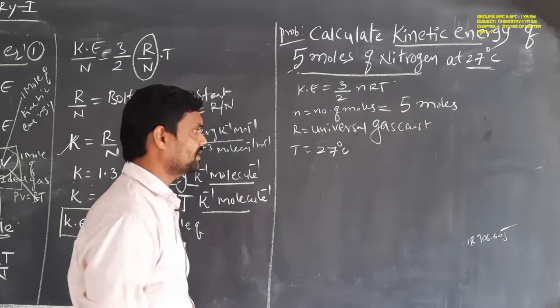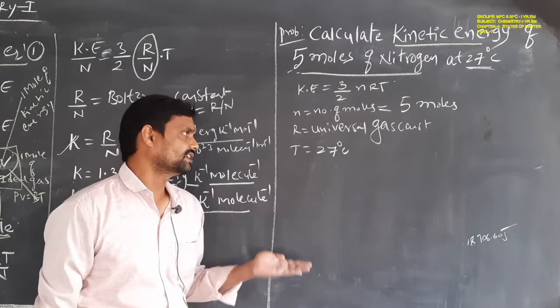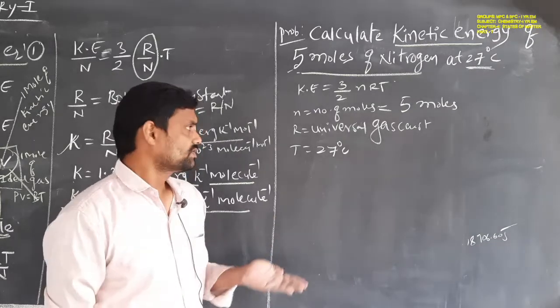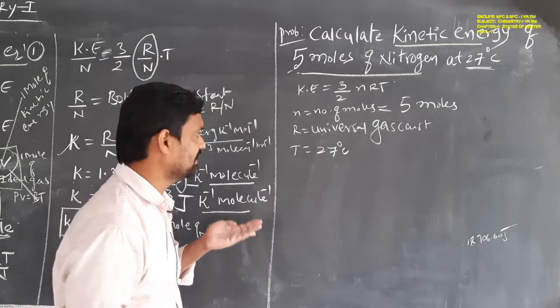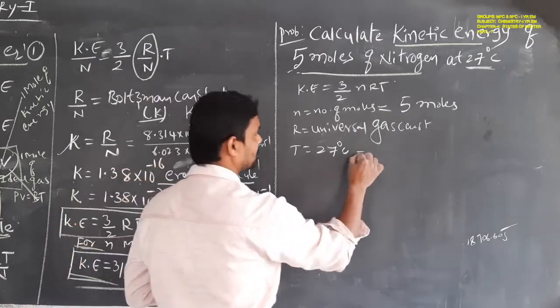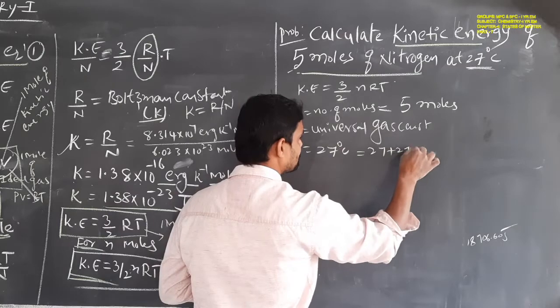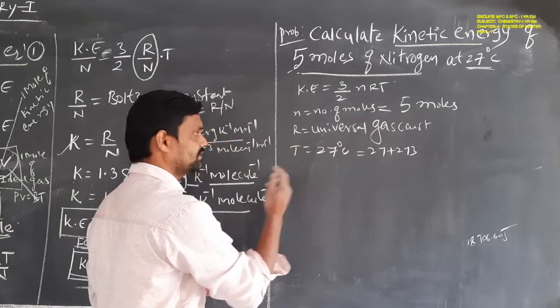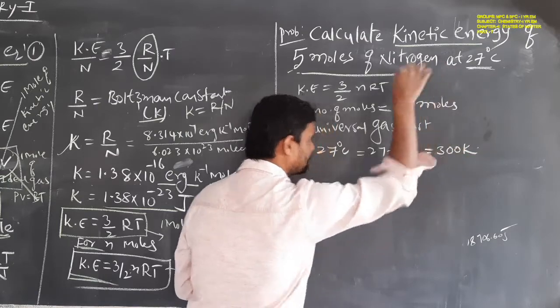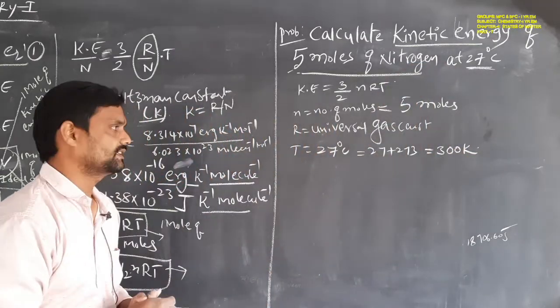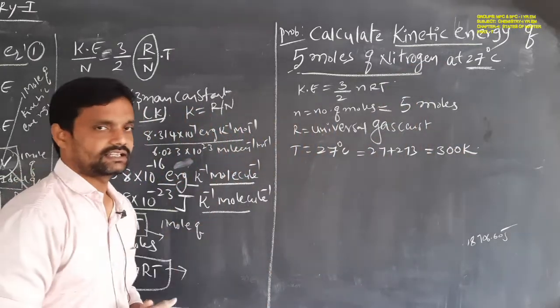You should remember, states of matter is related to gases. So for gases, the temperature is always taken in the Kelvin scale. How is it converted? Simple. Plus 273.15, nothing but 273. So that is 300 degrees Kelvin. So temperature is in the Kelvin scale.